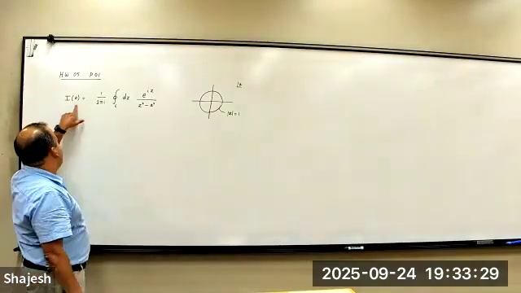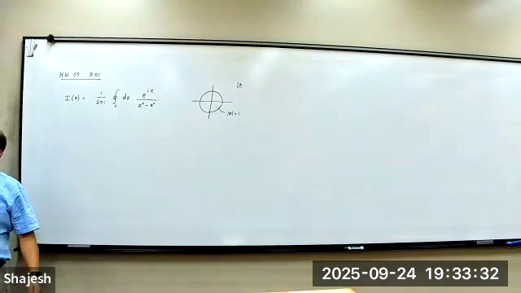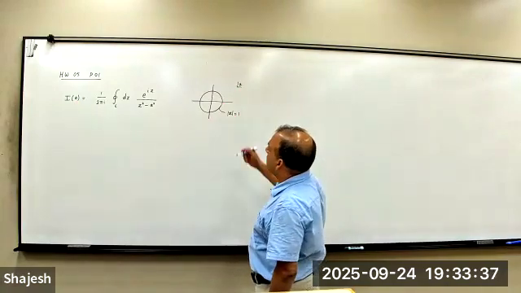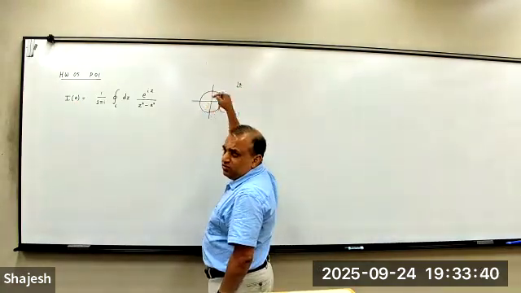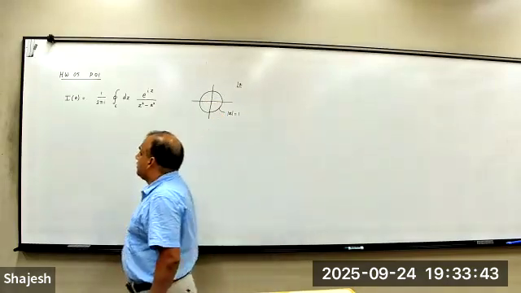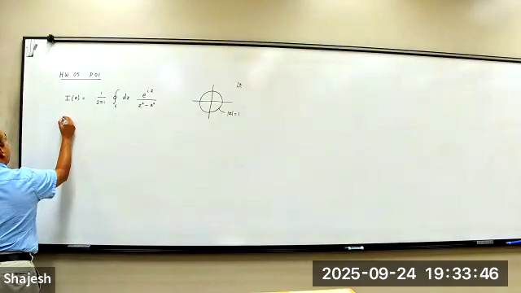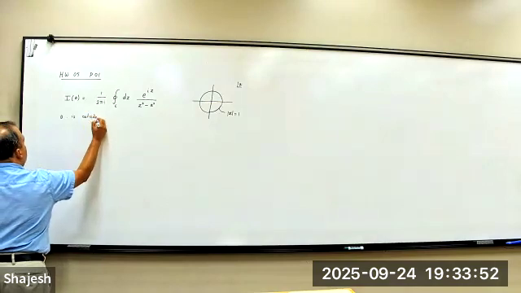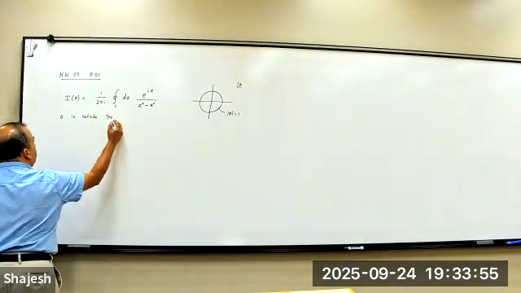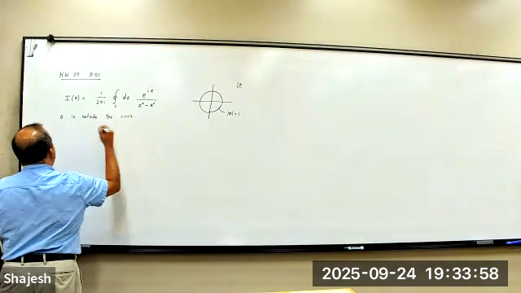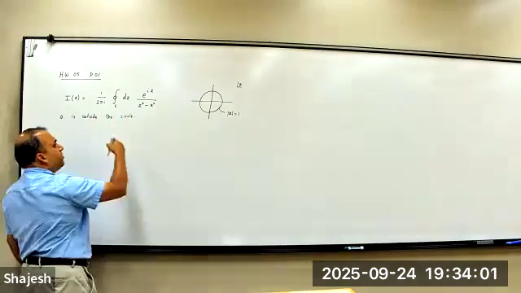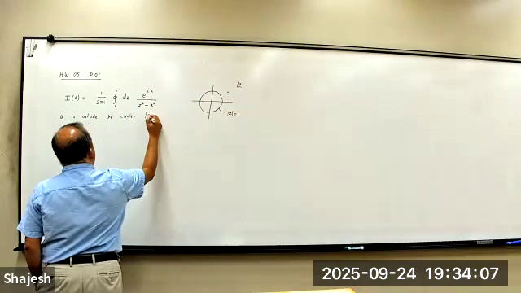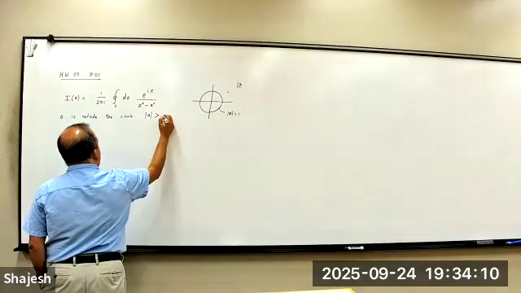Notice a need not be real, a can be complex. So a could be anywhere in this plane. There are two possibilities: a is inside the circle or a is outside the circle. Let's think of a outside the circle. This could be anywhere, so that could be a. That means magnitude of a is greater than 1.